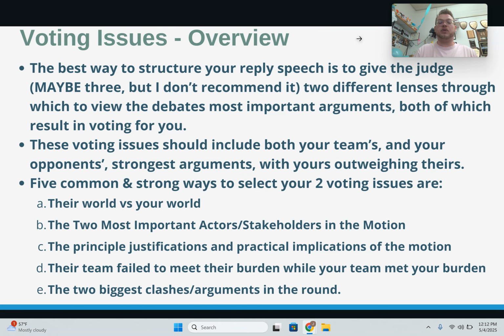You can also do the principal justifications and the practical implications of the motion and explain why your team is winning, whichever the judge prefers. Their team failed to meet their burden, and then your team succeeded at meeting your burden. Or you can pick the two biggest clashes, arguments, or disagreements in the round, similar to what you might do in a second clash speech or a third clash speech. But I would prefer that you do that one least of all compared to the other four options.